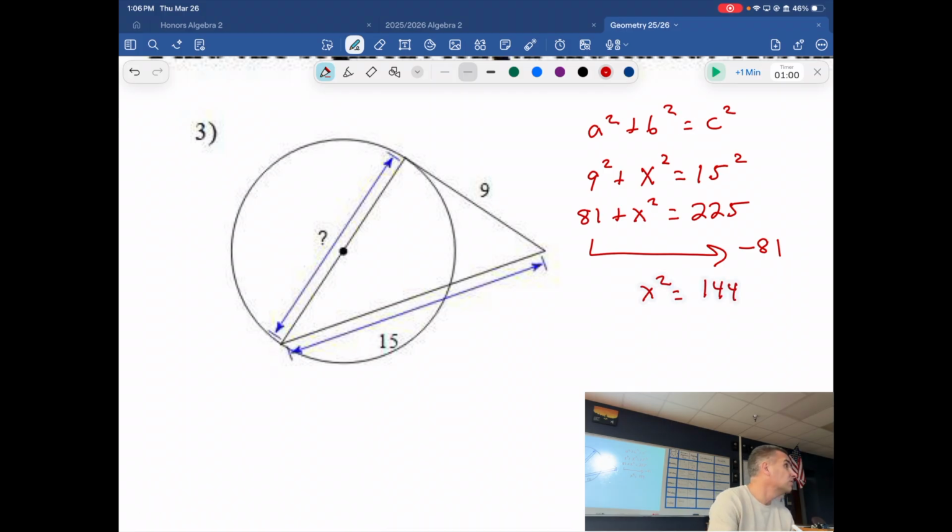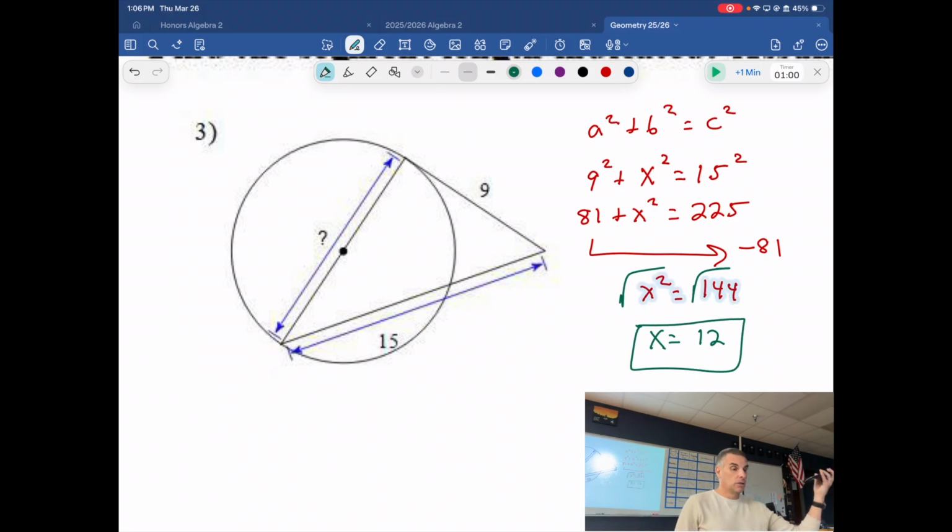Take the square root. So we're going to take the square root of both sides. That gives me 12. Technically speaking, when you take the square root, it would give you positive or negative 12. But can the side length be negative? No. So our answer for this is 12.